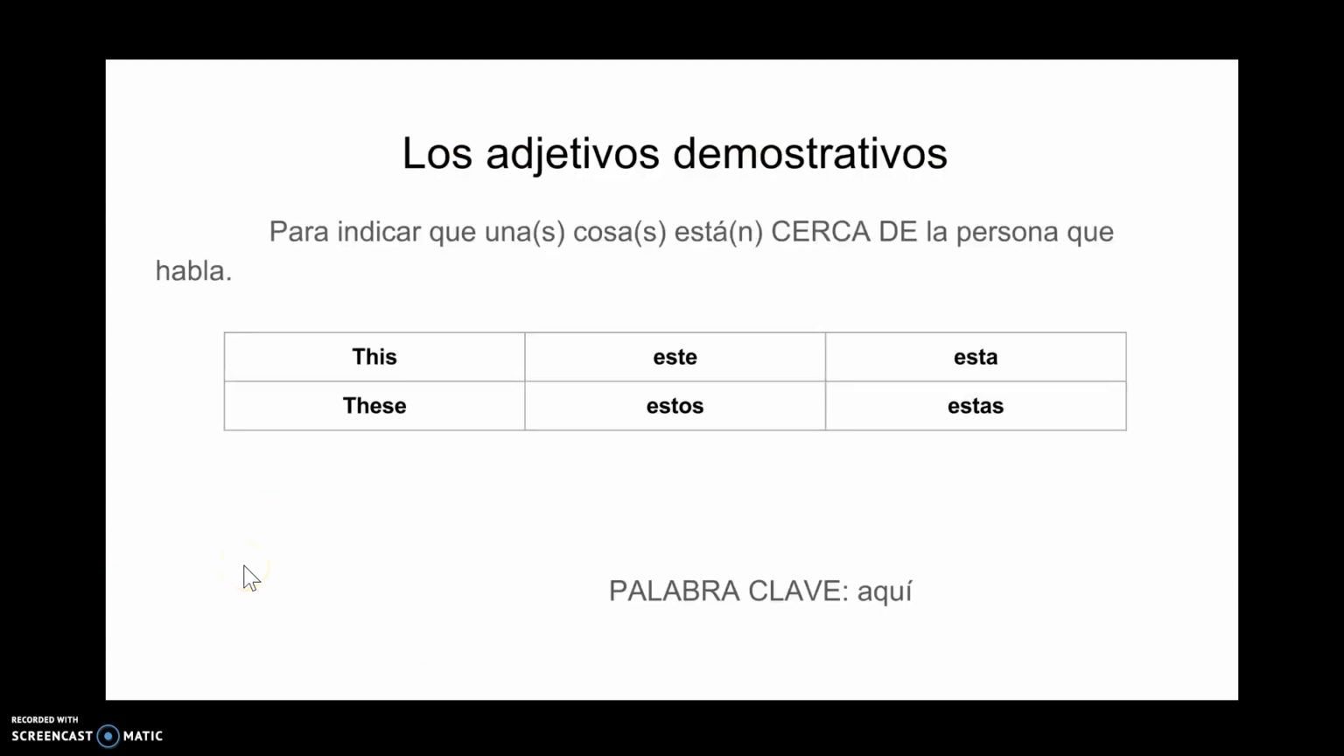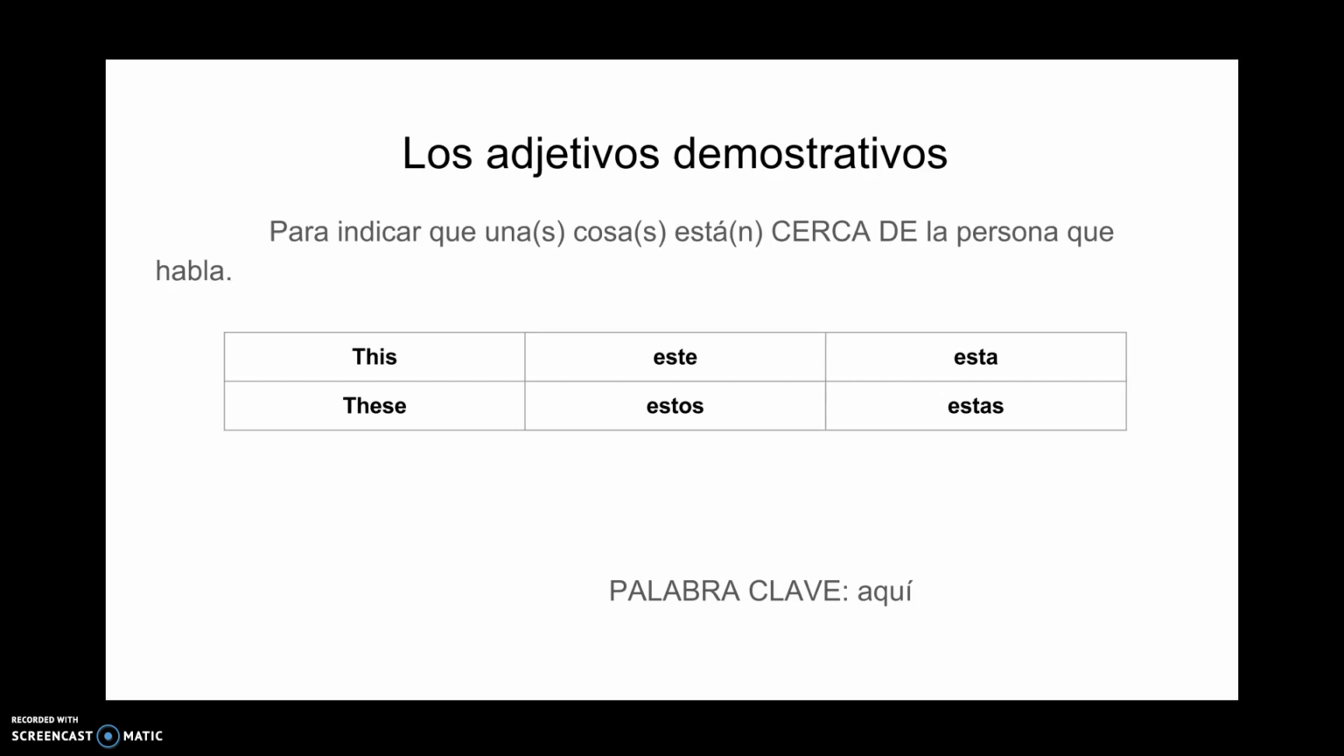Now we're moving on to los adjetivos demostrativos. And what we actually use these words for is to indicate the distance that an item or items or people are to the person who is speaking. So what you're going to do is write down the notes, fill in the blanks, fill in the charts as we go through. And then you're going to complete a short activity that will require you to look at the last slide here, and then also the exercise on página 3.